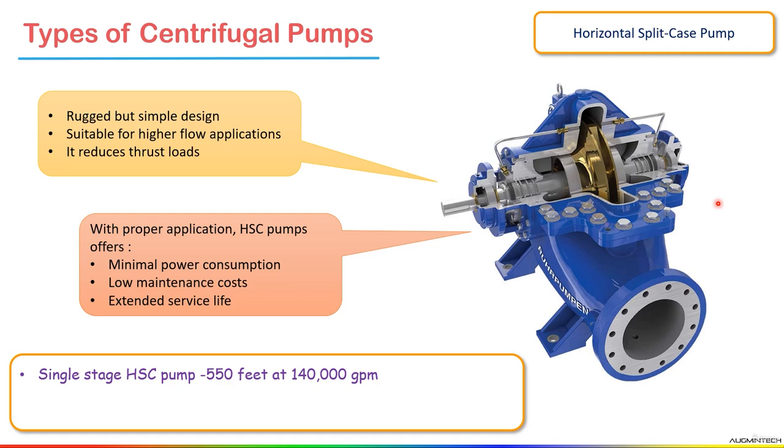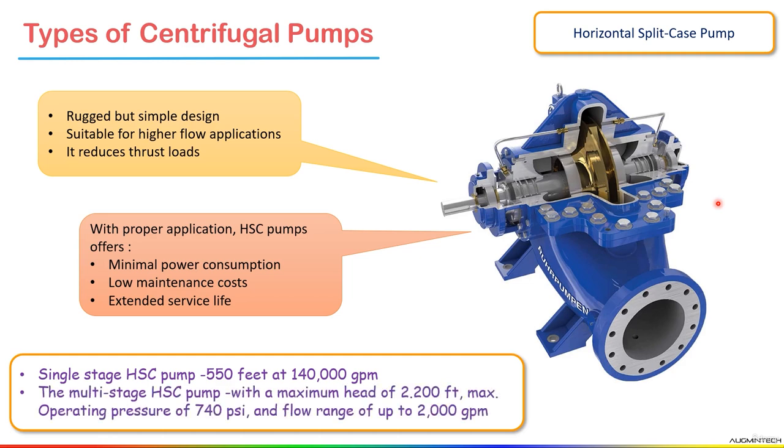Head up to 550 feet and flow rate 1,40,000 GPM will be available. If I talk about this multi-stage horizontal split case pump, it is available with a maximum head of 2200 feet, a maximum operating pressure of 740 psi, and a flow rate of up to 2000 GPM.